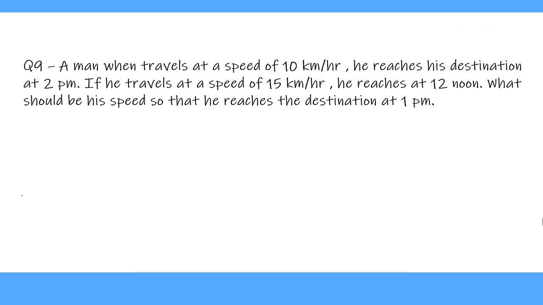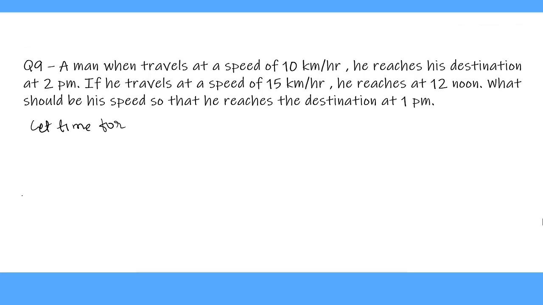Question number 9. A man, when he travels at a speed of 10 km per hour, reaches his destination at 2 p.m. If he travels at a speed of 15 km per hour, he reaches at 12 noon. What should be his speed so that he reaches the destination at 1 p.m.? Here we solve like this.